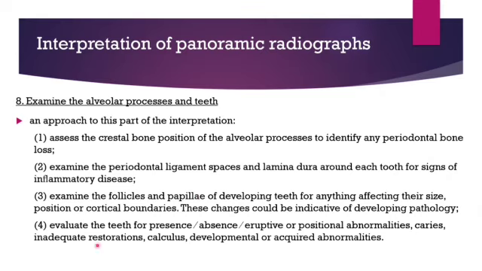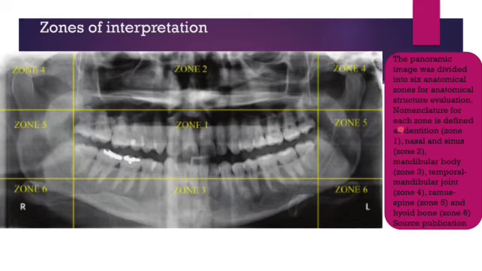Then evaluate the teeth for presence or absence, or eruptive or positional abnormalities. Then you need to look into caries, any inadequate restorations, calculus or any developmental or acquired abnormalities. So a panoramic image can be divided into 6 anatomical zones.